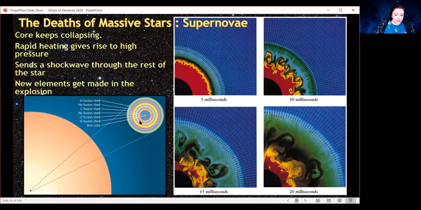So now all of these different layers are going to get mixed into each other. And so you're going to get fusion going on in the explosion, in the process of that shockwave pushing material out. During the explosion of the star, you will make new elements, including nickel and iron and cobalt, that will be part of what fuels the supernova, the brightening of the star as it's exploding.